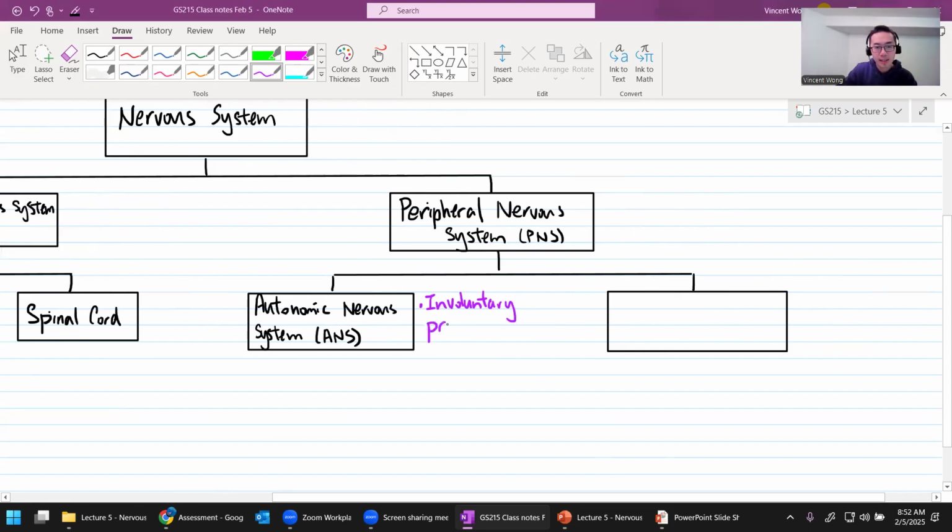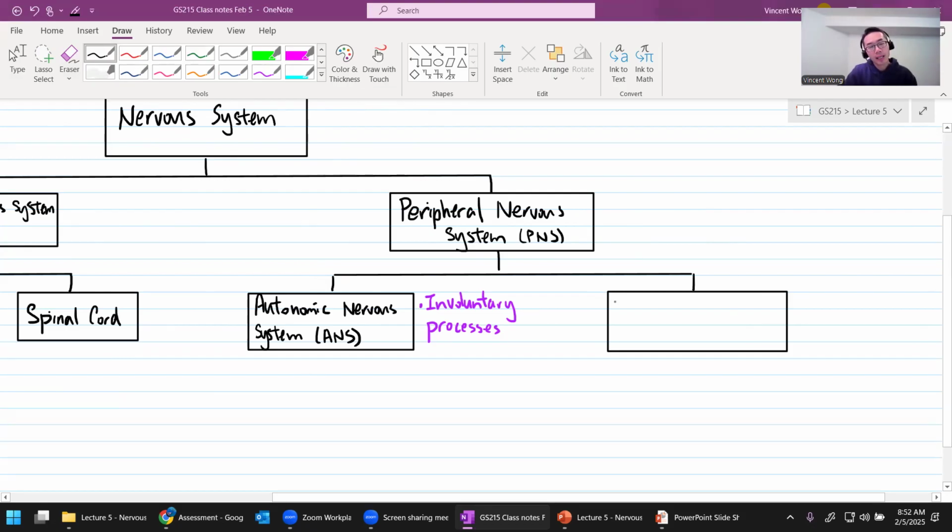Involuntary processes. Okay, so beating of the heart, changing the size of your pupil, right? Digestion. All these things happening in the background in the body that you don't have to consciously think about. That's governed by the autonomic nervous system.